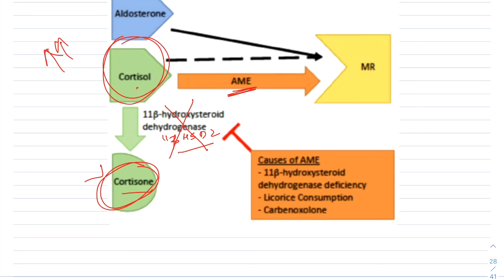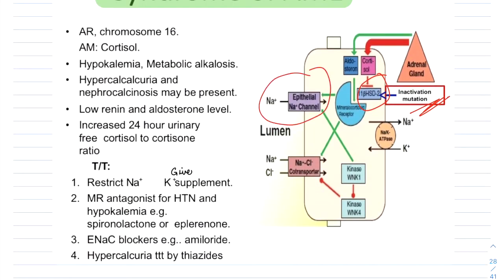Excess cortisol causes excessive activation of the mineralocorticoid receptor, and therefore increases sodium reabsorption by the epithelial sodium channels and the sodium chloride cotransporter. There will be an increased sodium reabsorption. Thus, increased sodium reabsorption into the blood causes hypertension.